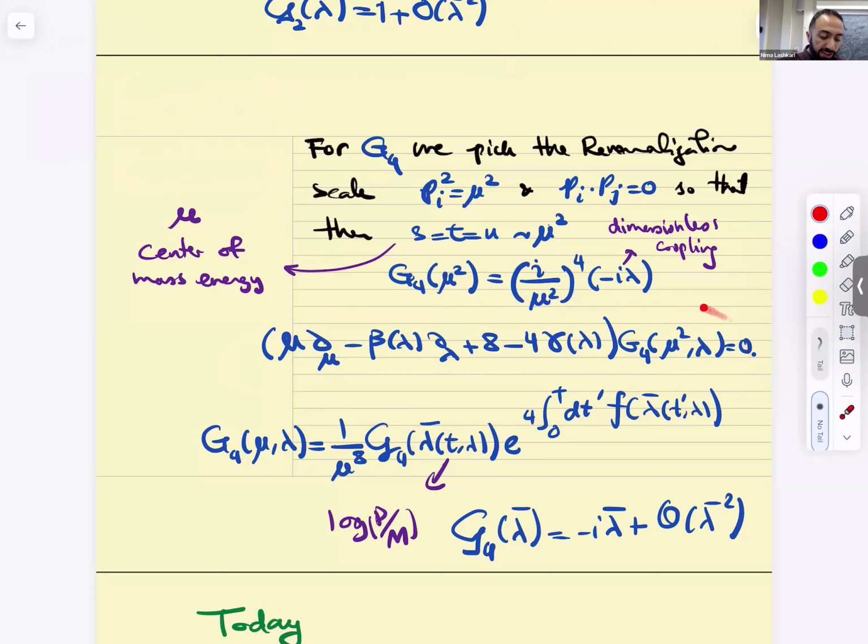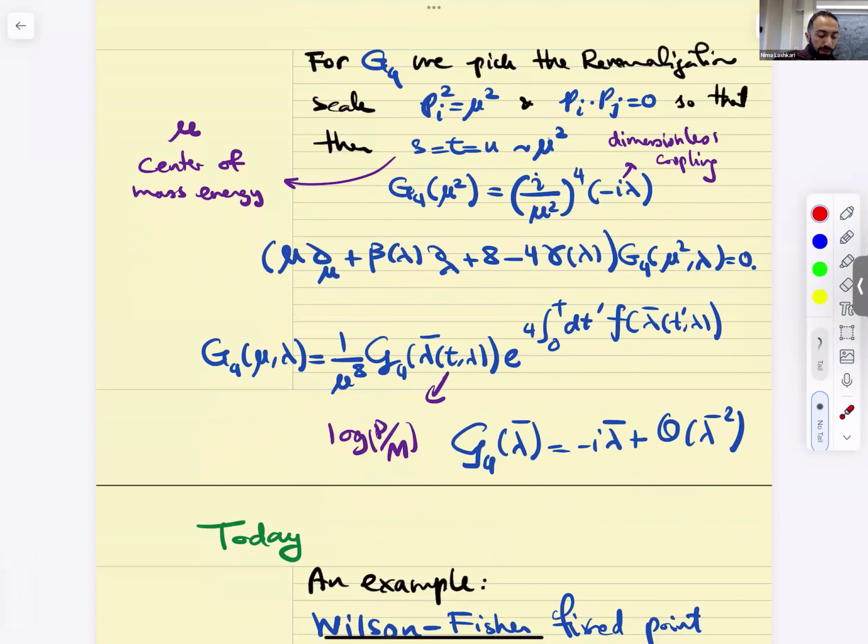Now, if you just go through Callan-Symanzik, you end up with mu del mu minus beta lambda del lambda plus 8. Is this minus or plus? I think it's plus. Plus 8 minus 4 gamma lambda of G4 of mu squared and lambda is 0. The role of t is being played by mu squared, that is the scale of interest. This 8, again, has to do with the fact that this guy is dimensionful.